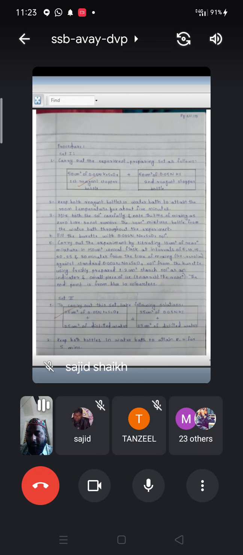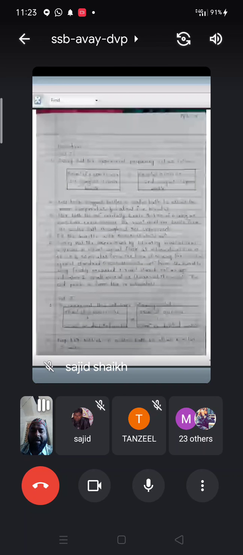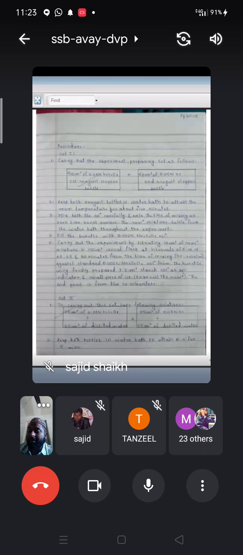Then we have to watch the time and note it. If you have started this experiment at 8:45 am, then after 5 minutes you will pipette out 10 cm of the reaction mixture. That means at 8:50 am you will pipette out the 10 cm of the reaction mixture and titrate it against the Na2S2O3 solution from the burette using the starch indicator.